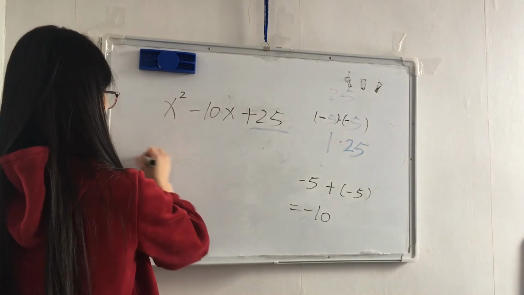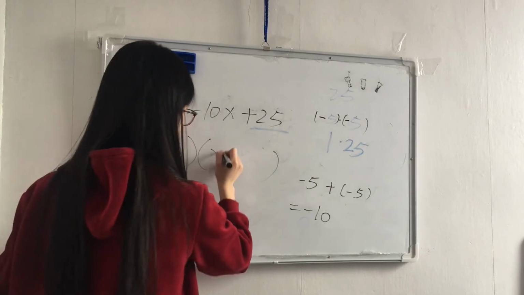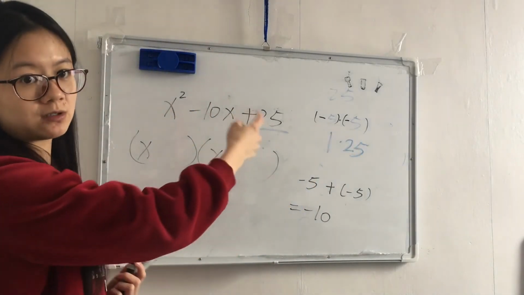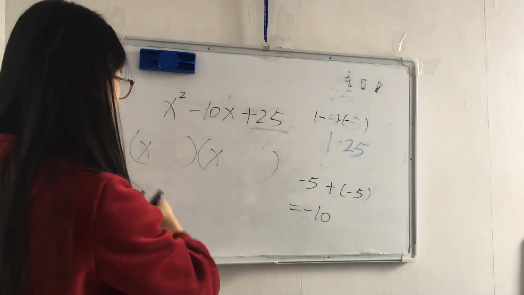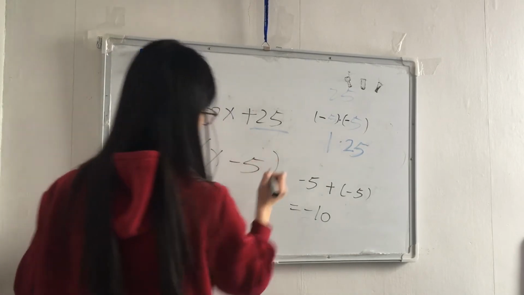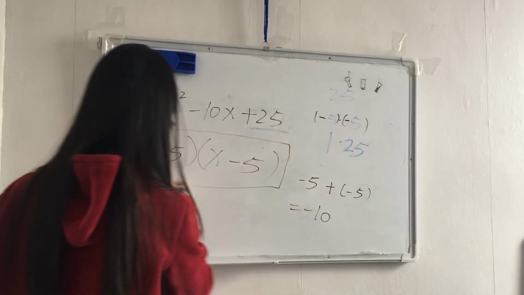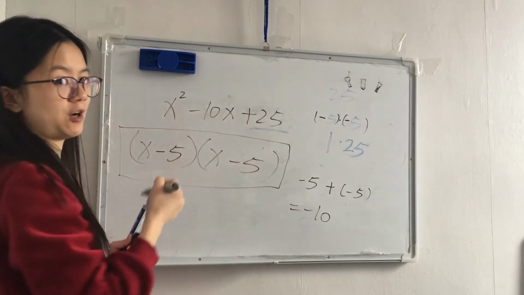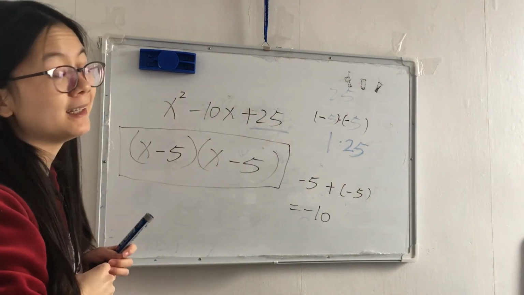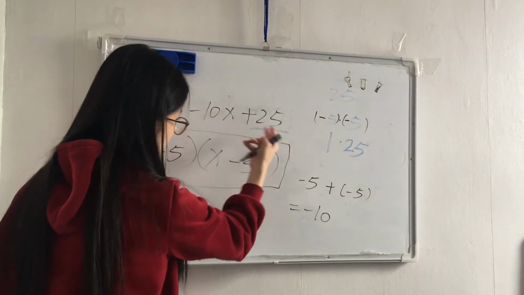So now we can write it in factor form. This is still x, but now because we are choosing negative 5, negative 5, those two numbers are what we want. So that will be x minus 5 and x minus 5. Okay, so this will be our answer when we factor this expression. We can check by applying the distributive property to see if we get this expression.